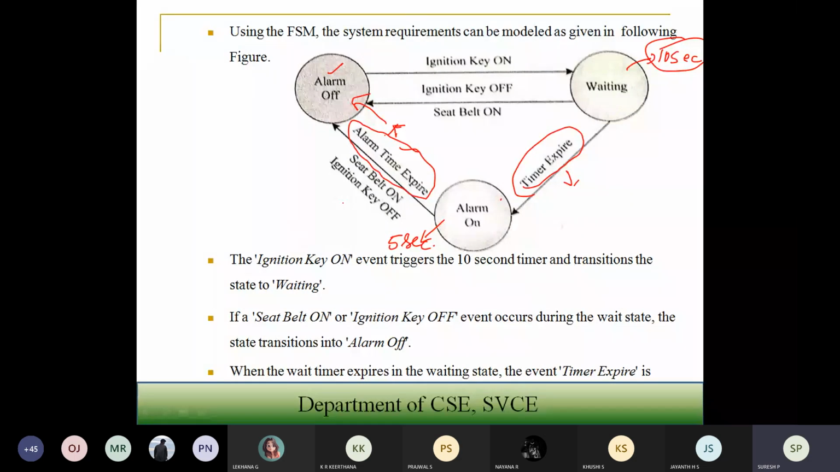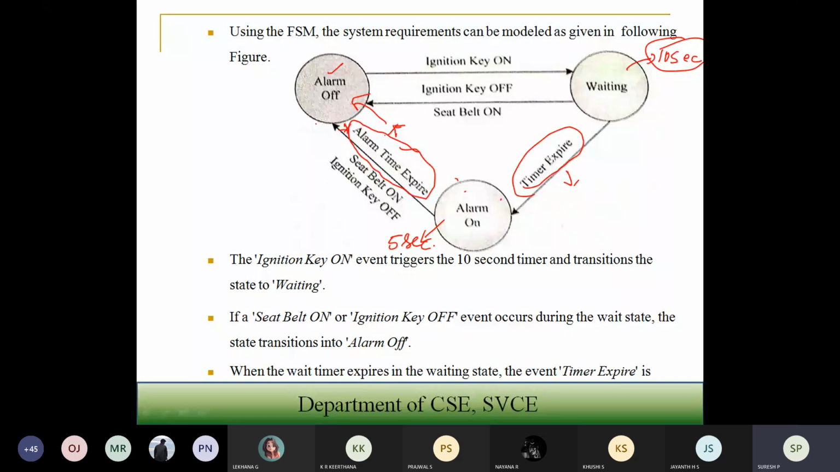So now another one is when your alarm timer expires. It will go from alarm on to alarm off state, which will be indicated by the arrow. So that is state transition. The arrow indicates from which state to which state the state is changing. So the state is going to change from alarm on to alarm off for three conditions: when the alarm timer expires, when you put your seatbelt on, or when your car is switched off, that is, your ignition key is off.